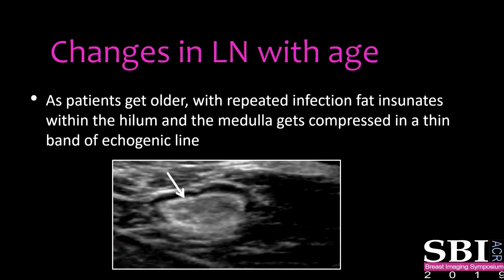There are changes that happen to these lymph nodes as we get older. As patients get older, and with repeated infections, fat insinuates within the hilum, and the medulla, as you see here with the arrow, gets compressed to a thin echogenic line. And the gray hilum here is basically the fat insinuating because of the repeated infections. That usually causes increase in size of the lymph nodes, and that's one reason why size is not a great indicator of involvement or malignancy.